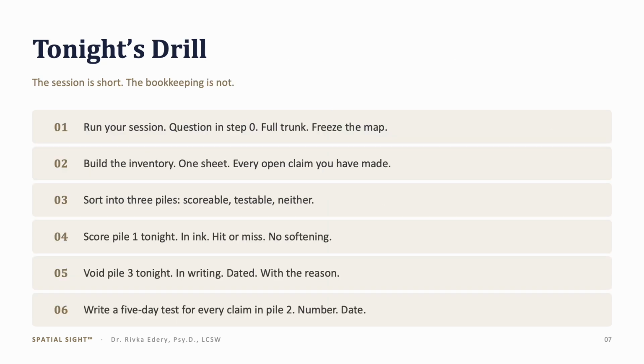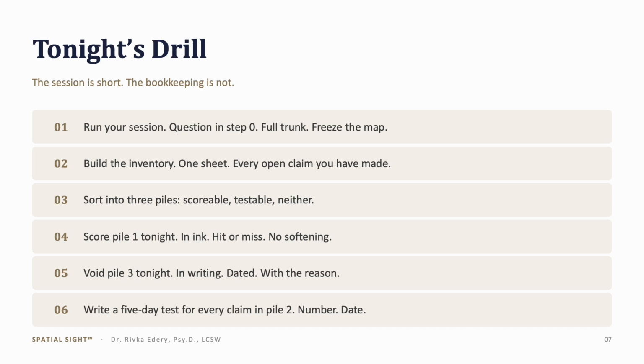Your drill tonight. The session is short. The bookkeeping is not, and the bookkeeping is the point. 1. Run your session. Question in step 0. Full trunk, map frozen, disconfirmation written, nothing about the practicum pauses. 2. Build the inventory. 1 sheet of paper. Every open claim you've made in 25 days.